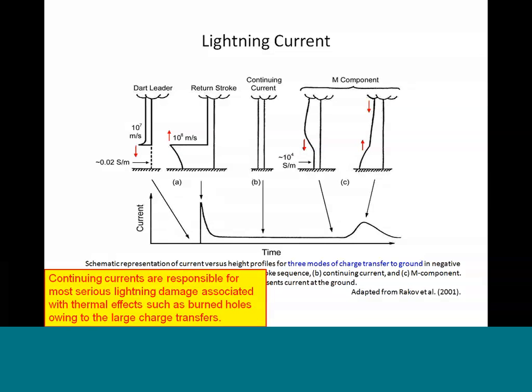Continuing currents are essentially responsible for the most serious damage of lightning associated with thermal effects, such as burn holes, owing to the large charge transfers, because although they are low amplitude, the duration of the current is on the order of milliseconds. The duration of the first return stroke is on the order of hundreds of microseconds. And I will show you later that the rise time of the first return stroke is on the order of microseconds.